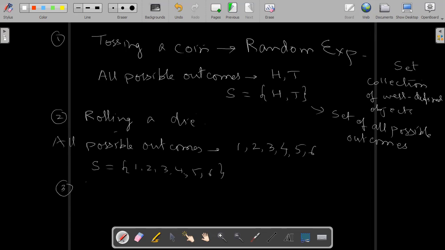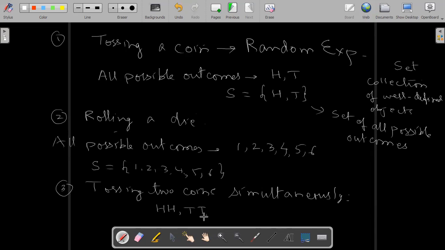If you are tossing two coins simultaneously, what are the possible outcomes? You can have head, head on both. You can have tail, tail on both. You can have one head and one tail: head, tail, or tail, head. So the outcomes are head-head, head-tail, tail-head, tail-tail.